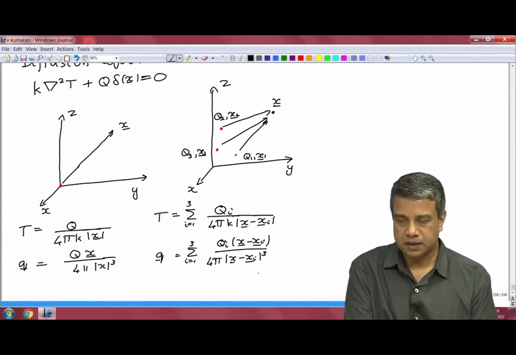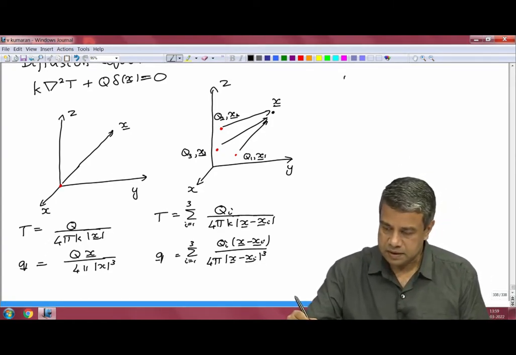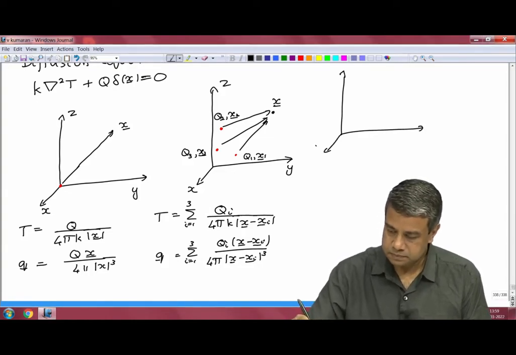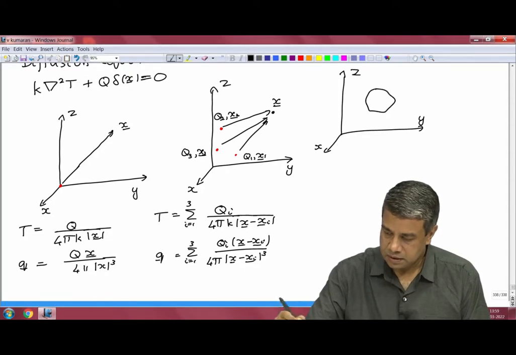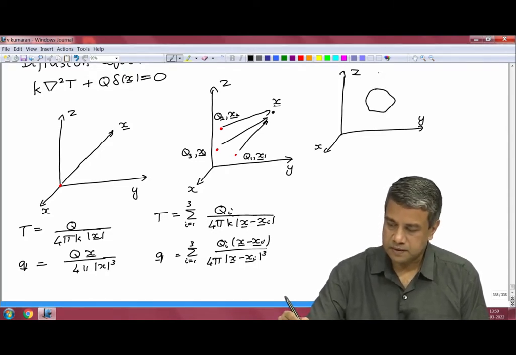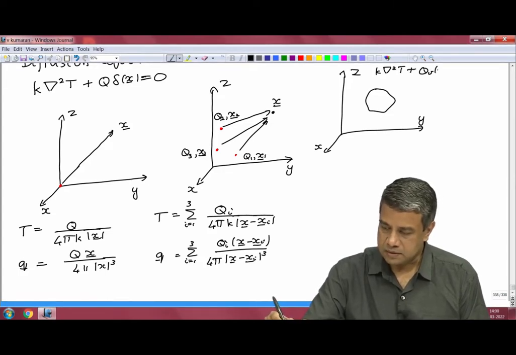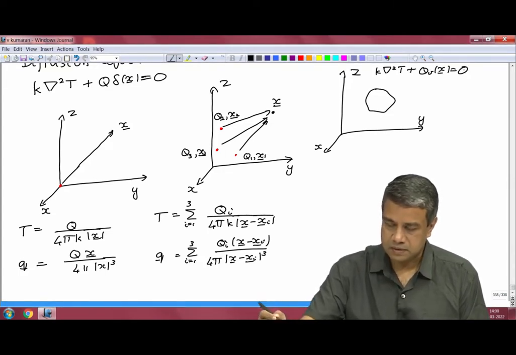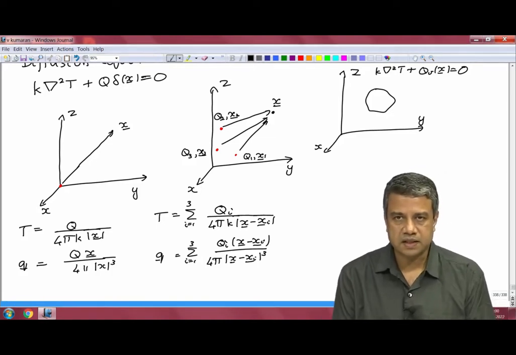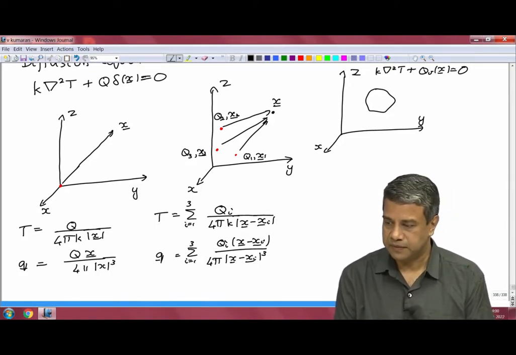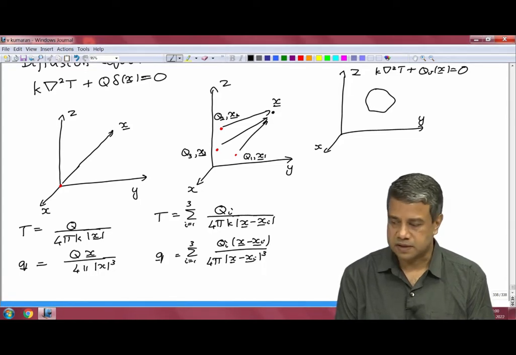And similarly, if you had a distributed source, such that the temperature field was governed by the equation k del square T plus volumetric source of x is equal to 0. Note that QV has dimension of heat energy generated per unit volume per unit time. So, the dimension of this equation is correct.